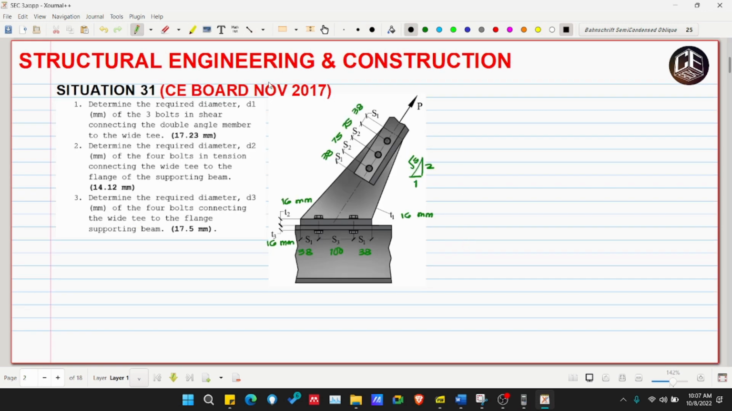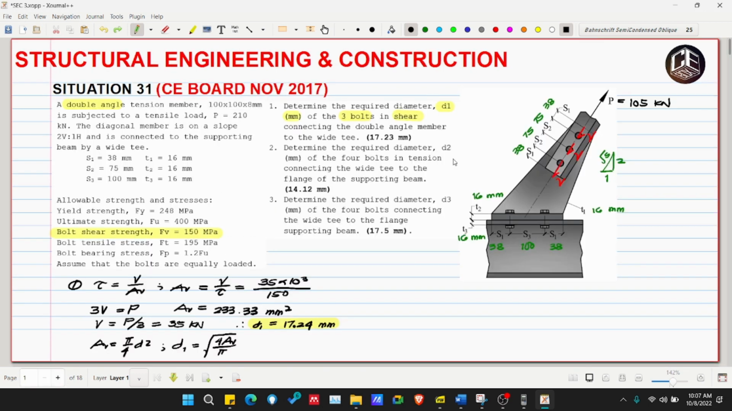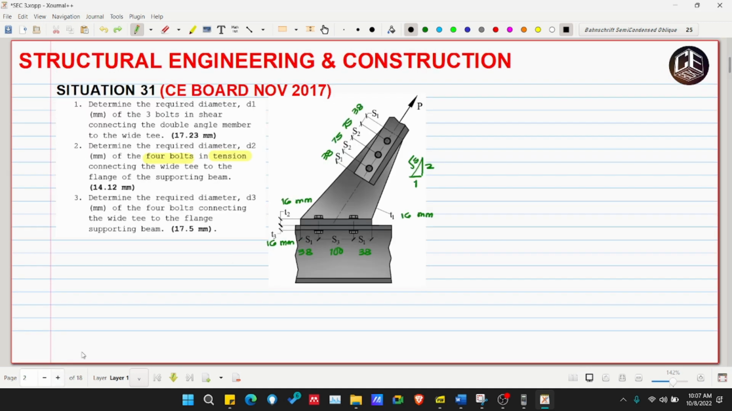Number 2, determine the required diameter D2 of the 4 bolts in tension connecting the WT to the flange of the supporting beam. So, dito tayo mag-focus ngayon. Pero, okay, ang ginawa kasi natin sa number 1, kinalahati natin yung P, pero dito sa number 2, hindi. Bakit? Kasi, kinalahati natin yung P sa number 1 dahil dito tayo nakafocus sa angle bar.